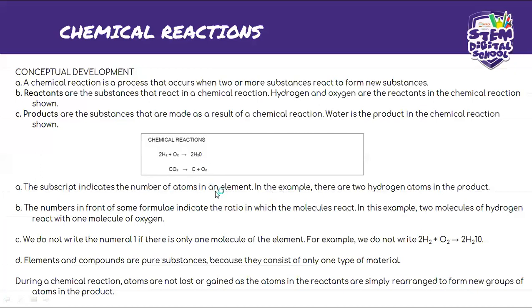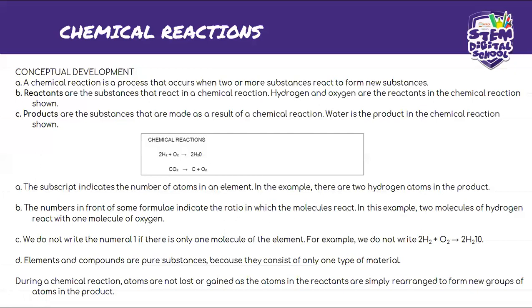The numbers in front of some formula indicate the ratio in which the molecules react. In this example, two molecules of hydrogen react with one molecule of oxygen. So we are referring to this. Two molecules of hydrogen react with oxygen to give you this. All right. So we do not write the numerical one if there is only one molecule of the element. For example, we do not write this. So when it's 1, we know that it's already 1. So we don't write anything.